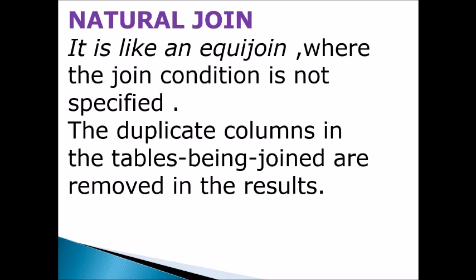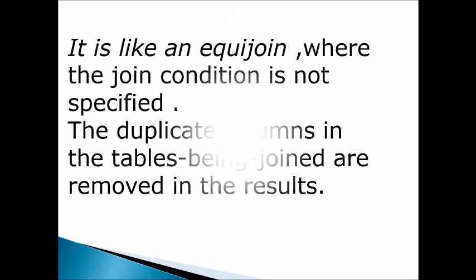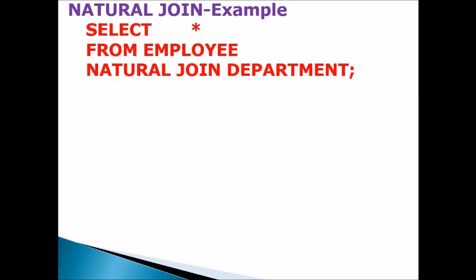Natural join is just like equijoin, where the join condition is not specified. So it means duplicate columns in the tables being joined are removed in the result. The duplicate columns will not be displayed. So for example, select asterisk from employee natural join department. So the natural join keyword can be used to perform a natural join.